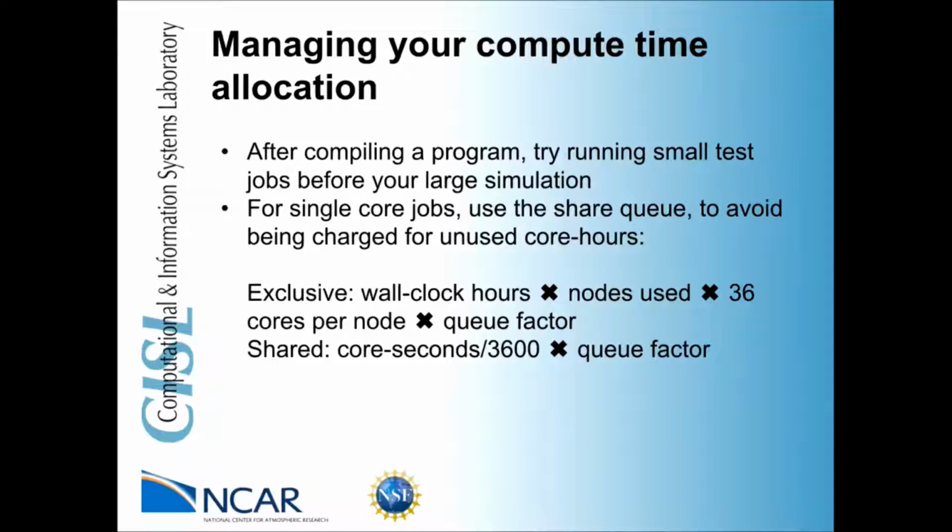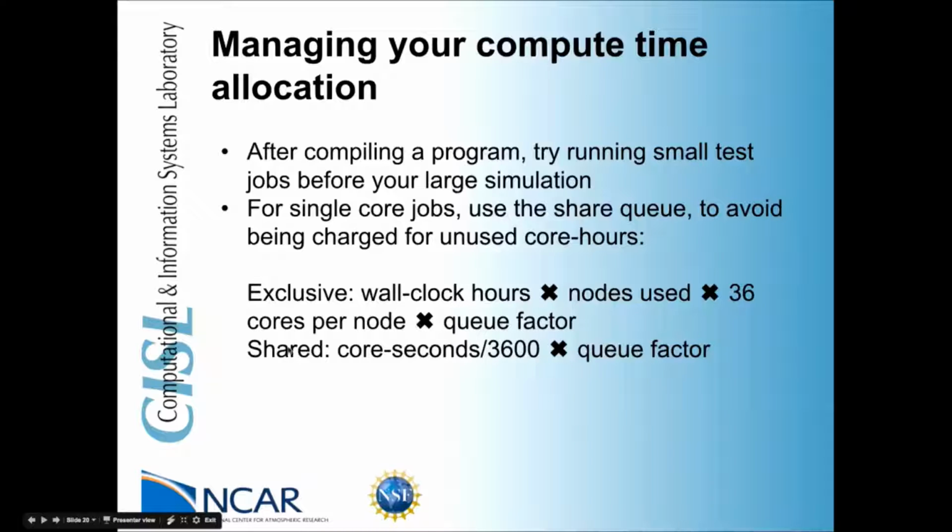That avoids being charged for unused core hours. So on exclusive queues, which is most of them, like the regular queue, for example, the way you get charged is it takes your wall clock hours of the job times the number of nodes you use times 36 cores per node times the queue factor, which for the regular queue is 1, but for other queues can be different. And that's how you'll get what your charge is for that job.